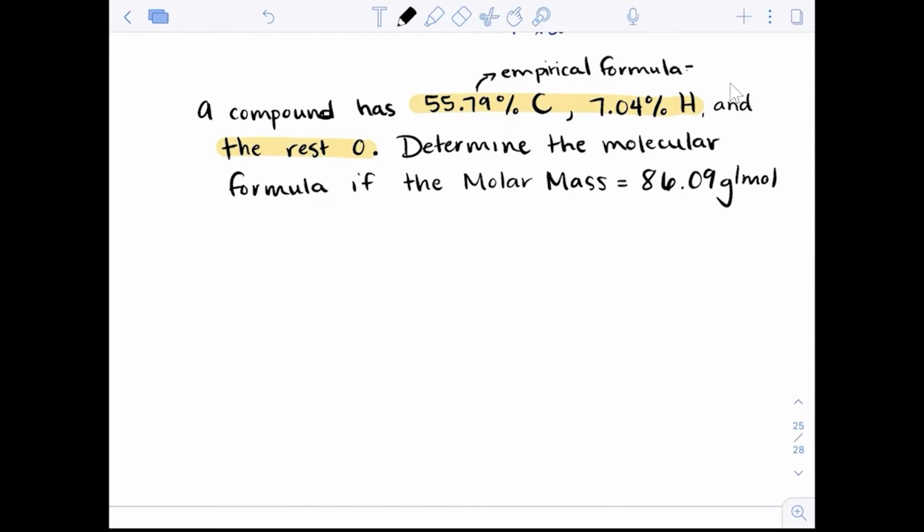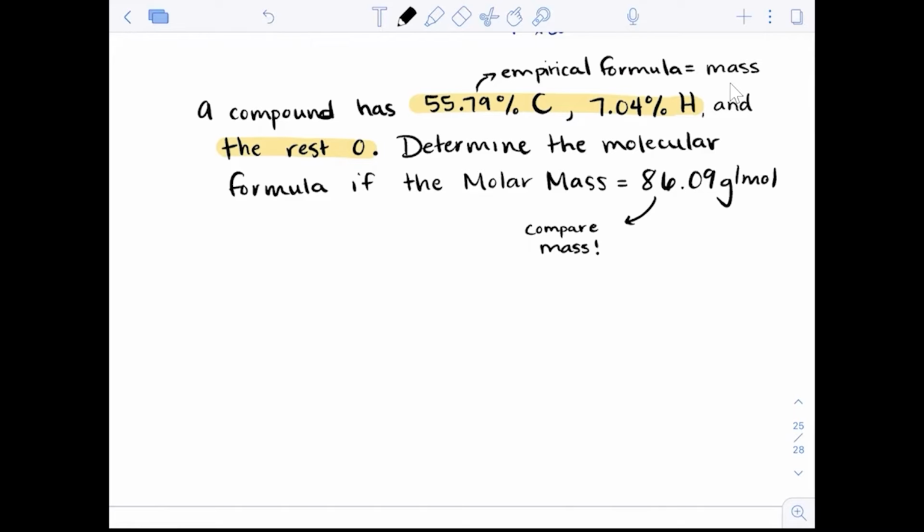From that empirical formula, we can find its mass, the empirical mass, and then we'll compare the molar mass with the empirical mass, because the actual relationship between the molar mass and the empirical mass is going to tell us the relationship between the empirical formula and the molecular formula.